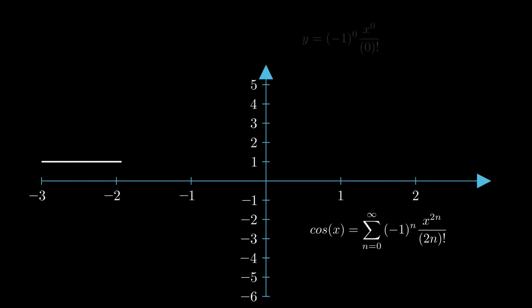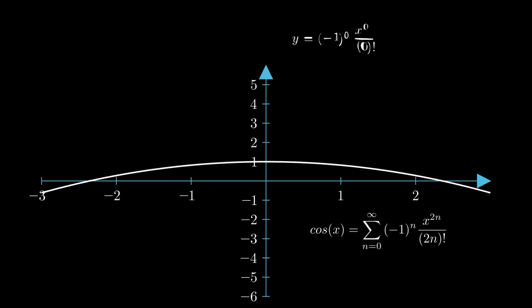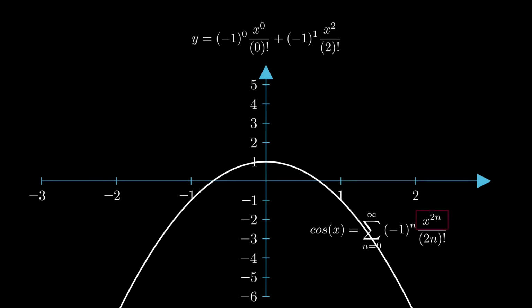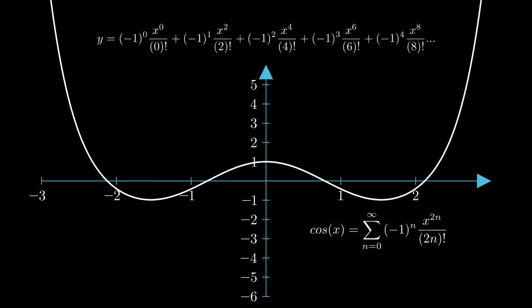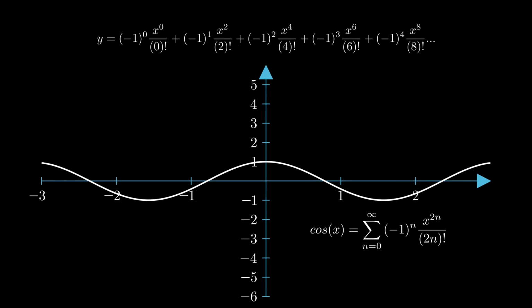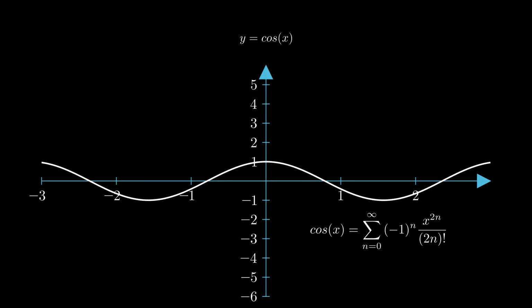It's a similar story for cosine of x, except here, x is raised to 2n, meaning every power of x that we add to the sum will be even. So the shapes that we see here are all symmetric about the y-axis.